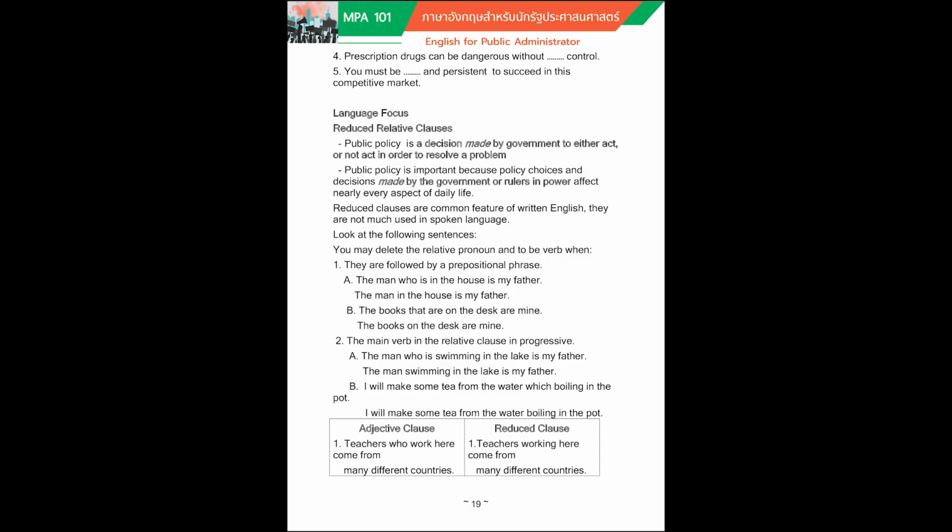Okay. B, the books that are on the desk are mine. The books on the desk, now on the desk is a prepositional phrase. The books on the table, on the desk are mine. The books on my table. On the table, on is a preposition. Okay, number 2. The man who is swimming in the lake is my father. So, change now. The man swimming in the lake is my father. In the lake. In, preposition. Now, B. I will make some tea from the water which is boiling in the pot. I am going to make tea. I will make some tea from the water boiling in the pot.